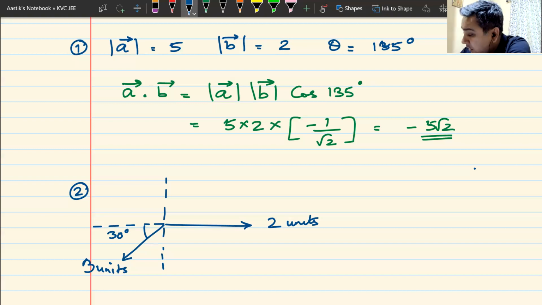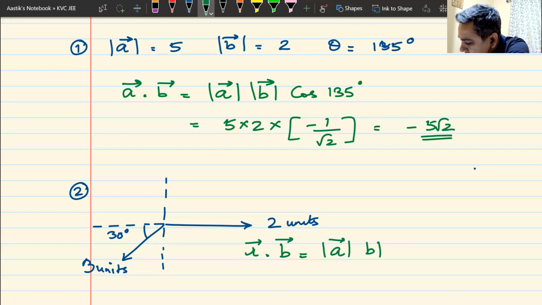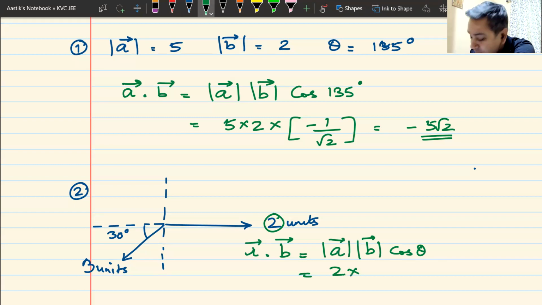Okay, how do I get the answer for this one? A dot B, I write the formula. A dot B is equal to magnitude of A multiplied by magnitude of B multiplied by cos of the angle. What is magnitude of A? As you can see, it is 2. 2 multiplied by, what is the magnitude of B? As you can see, it is 3, multiplied by cos of theta. You have to find the angle between them. The angle between them is this angle. Complete this angle. And how much is this angle?